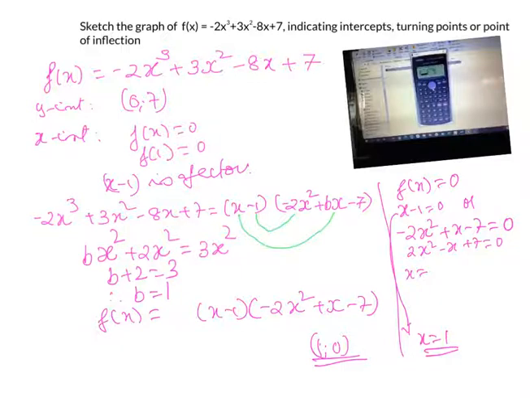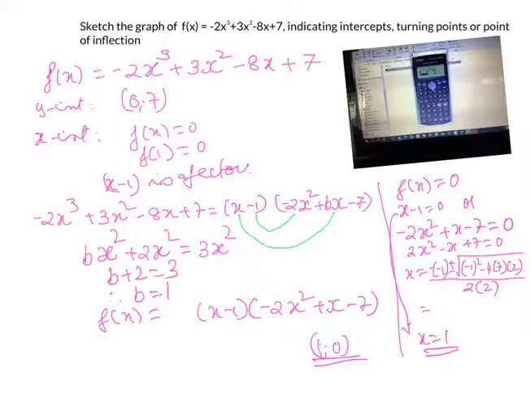So 2x² - x + 7. I try to solve using the quadratic formula. It is minus of minus 1, plus or minus the square root of minus 1 squared minus 4ac, which is 4 times 7 times 2, whole divided by 2 times 2.